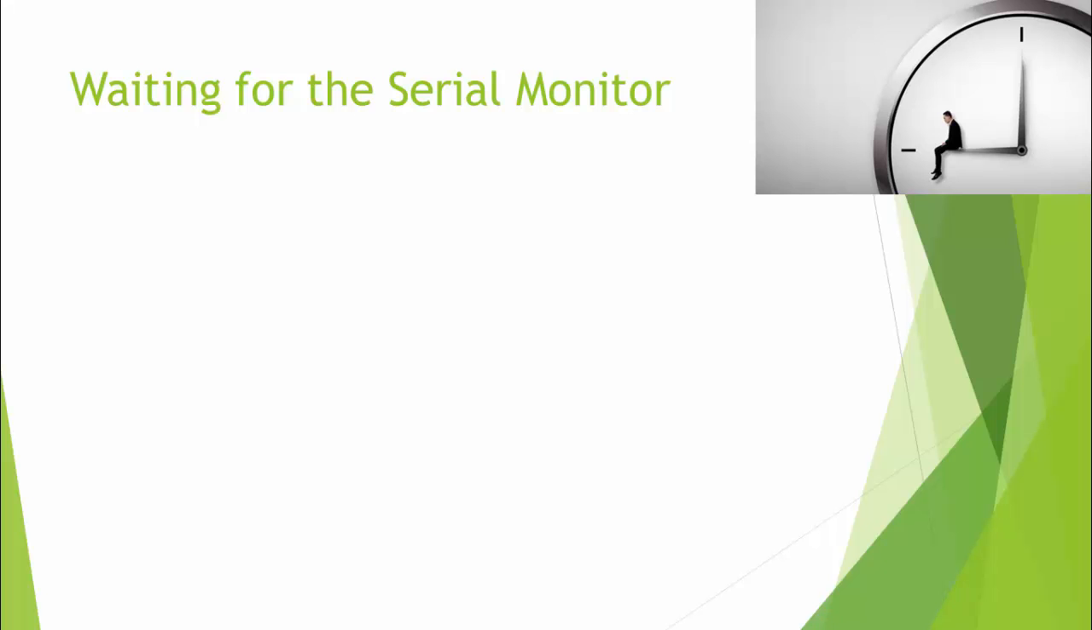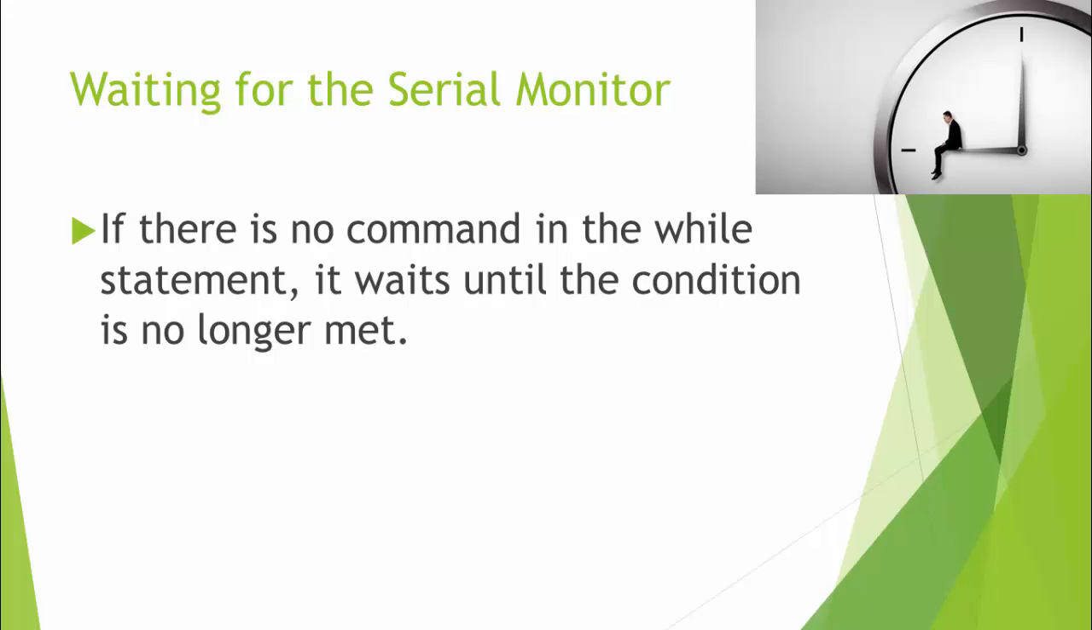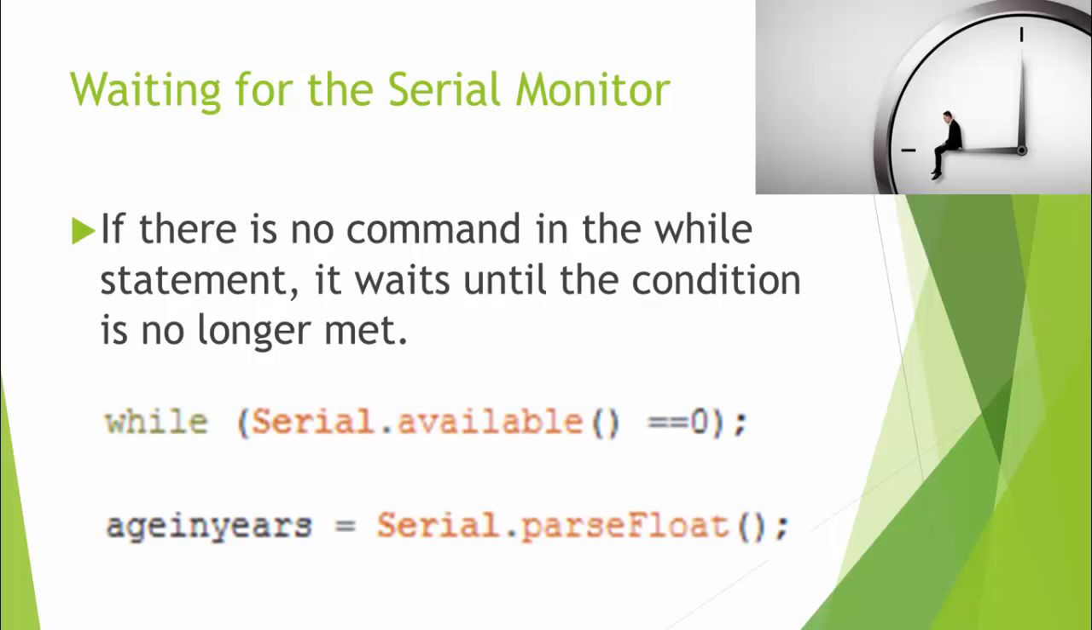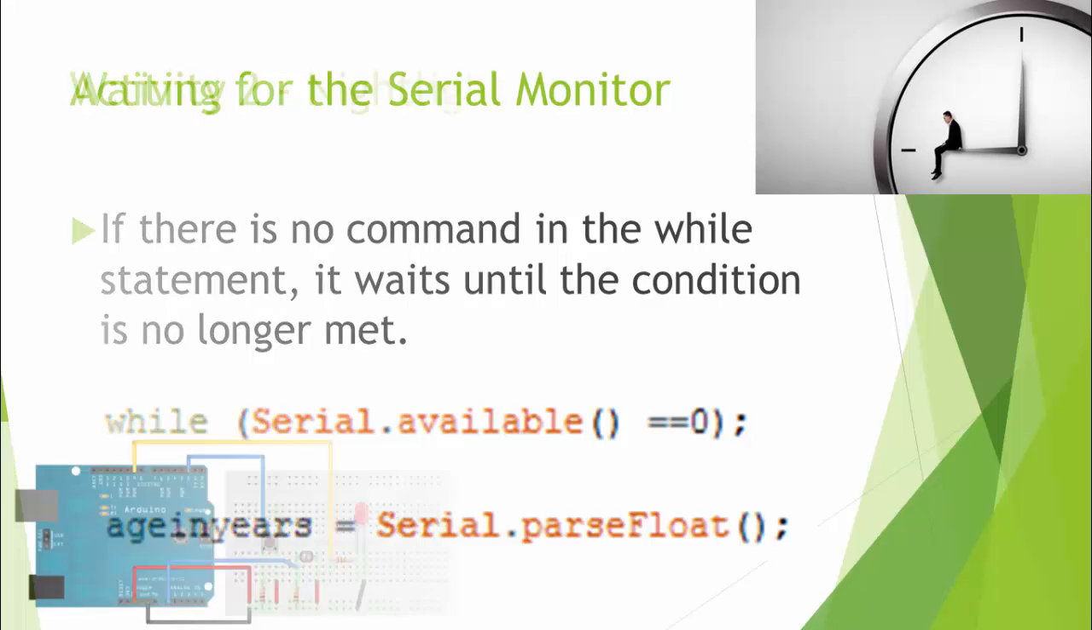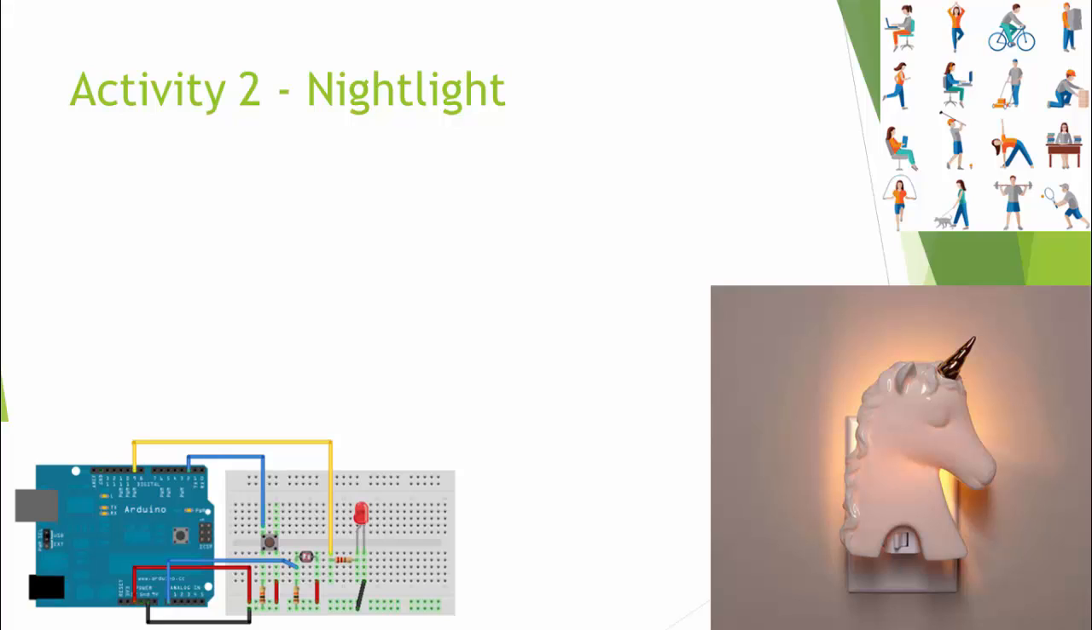Okay, so I alluded to this previously. We can wait for the serial monitor. Our while loop here waits. In this case, we can see while Serial.available is 0, it continues to check. Once that value is not 0, then in this case it's attaching the age in years. So this is our implementation of retrieving the age in years. Okay, so we can do many kinds of things with those while loops, waiting for situations to change.